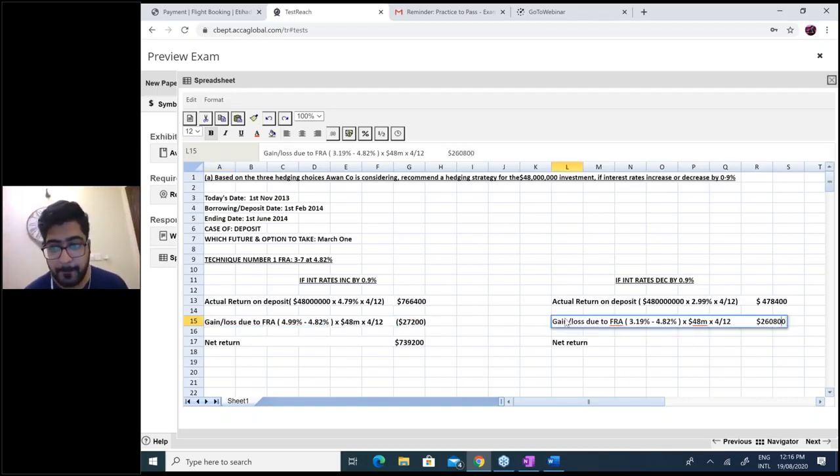It's a deposit case, right? When interest rates decrease by 0.9, the market deposit rates became 3.19. But you locked the rate at 4.82 due to FRA rate fixation. You could have deposited at 3.19 in the real market, but you locked the rate at 4.82, a higher rate. So did rate locking give you gain or loss? More rate, gain. What to do with gain? Gain increases return, so add it.